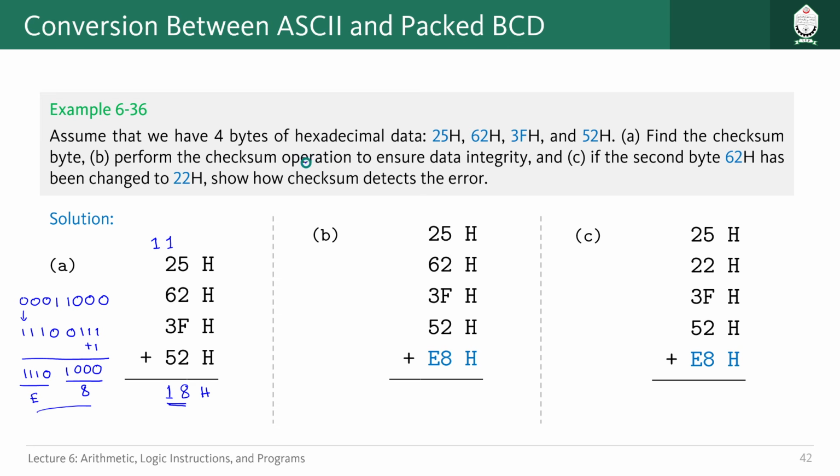So if you look at the next problem here, apart from the checksum operation to ensure data integrity, E8H is the checksum byte we have found for this series of bytes. Whenever it is transmitted to the receiver, we are going to transmit 5 bytes: these 4 bytes and the last byte, which should be E8H. This is the data that should be received by the receiver. The receiver will add all the bytes and look at the result. If the result is equal to 0, that signifies that the data is correct without any kind of corruption. So let us try to do that.